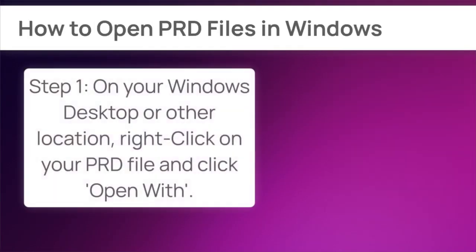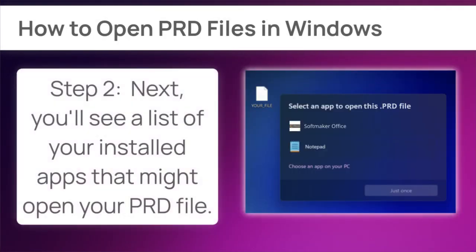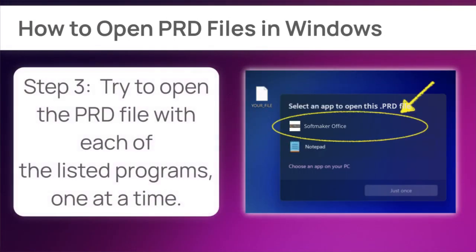We are going to find the right reader. Right-click the PRD file and click Open With. Try launching with SoftMaker Office first, as it's the recommended tool. If that doesn't work, test others until you find a match.